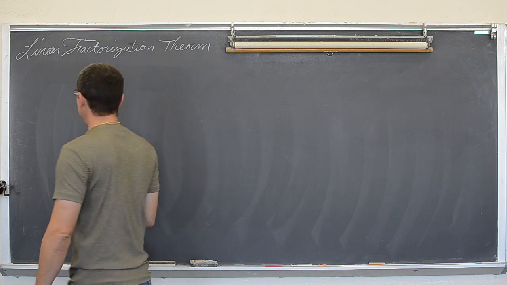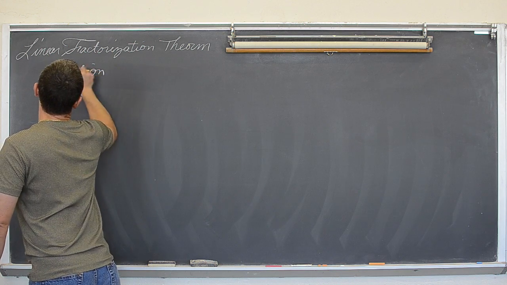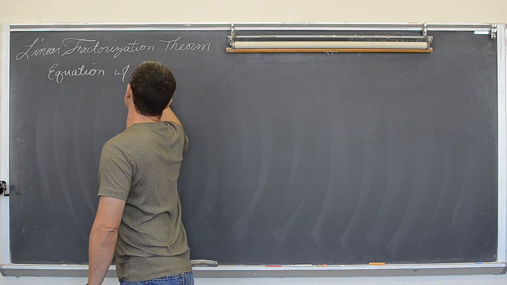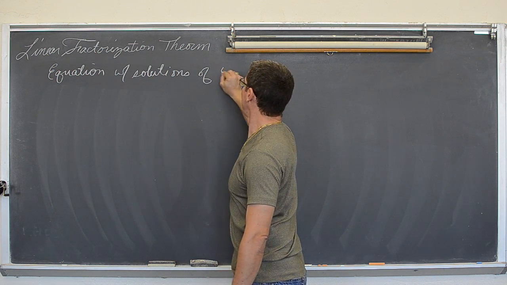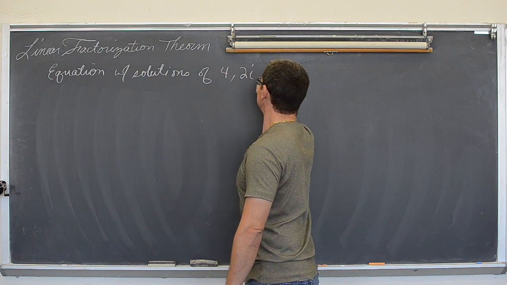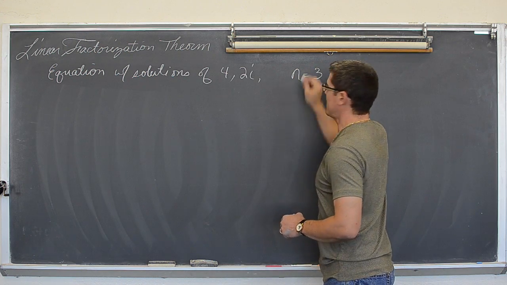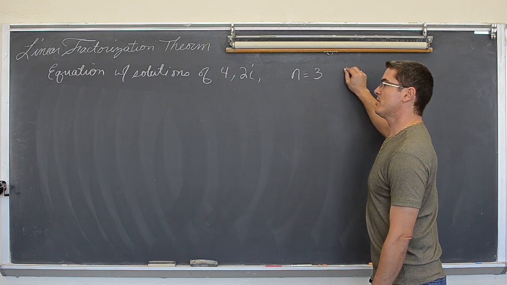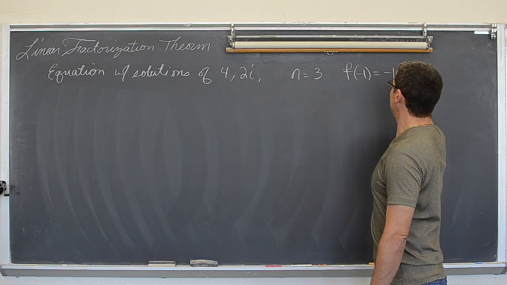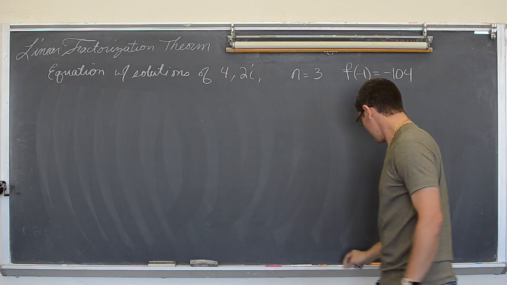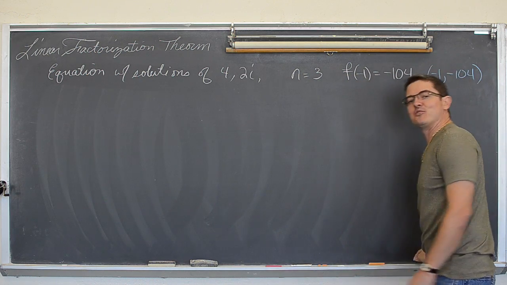So the next question is, I want an equation with solutions of 4, 2i. The n, or the degree, is going to be 3 in this answer. And it goes through the point f of negative 1 equals negative 104, or that point is negative 1, negative 104.